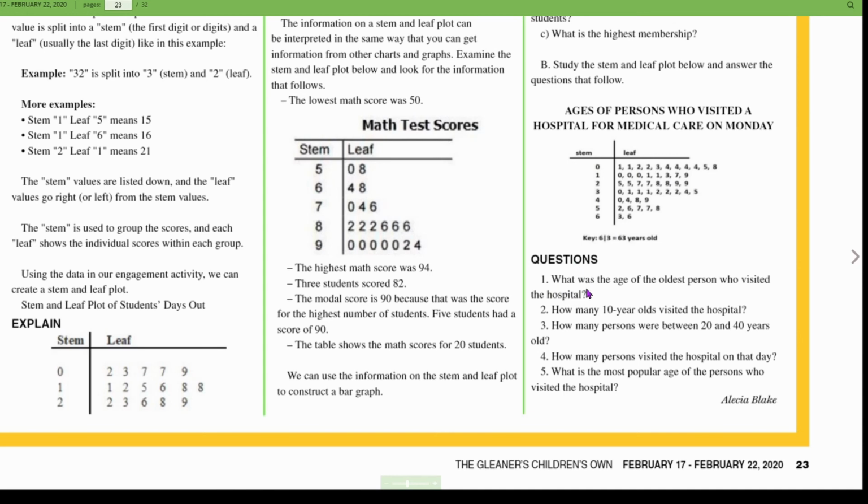Question 1: what was the age of the oldest person who visited the hospital? 2, how many 10-year-olds visited the hospital? 3, how many persons were between 20 and 40 years old? 4, how many persons visited the hospital on that day? 5, what is the most popular age for the persons who visited the hospital?